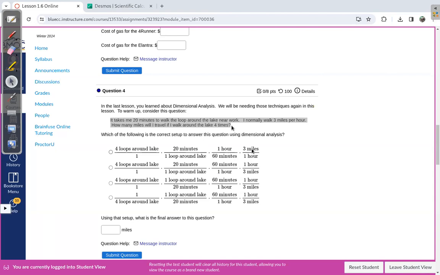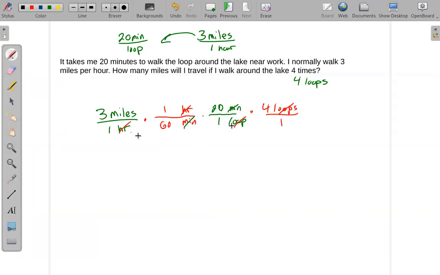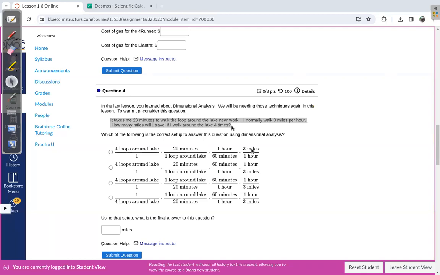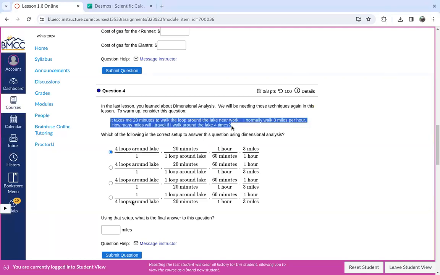So that looks like what I did, but they wrote it in the reverse direction. So let's double check. I had 3 miles per hour times 1 hour per 60 minutes, and then 20 minutes per loop, and then 4 loops. And theirs is the reverse of that, 3 miles per hour. There's my 1 hour per 60 minutes. Yep, so my version is that one right there.